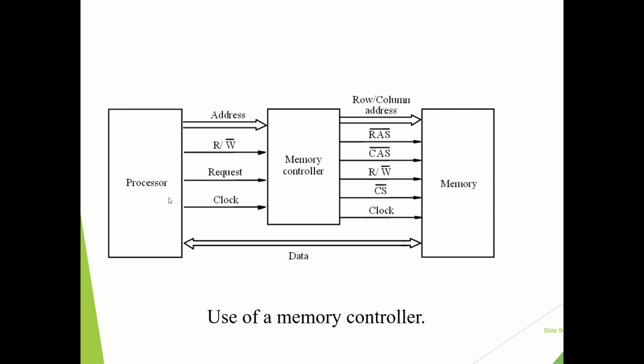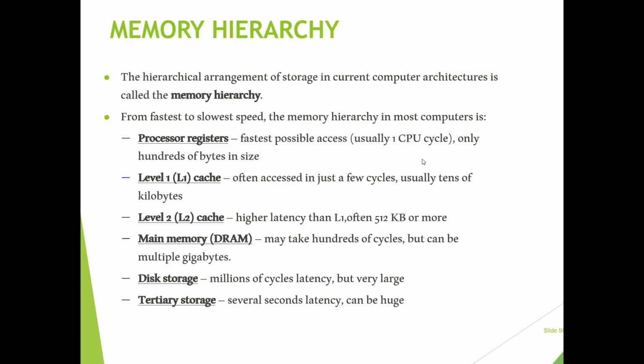Then about this figure, we said the memory controller is placed between the processor and the memory. The memory controller will receive all this information from the processor, and the appropriate control signals and the row address and column address separation will be done for the memory. Then the data transfer between the processor and memory will be carried out.